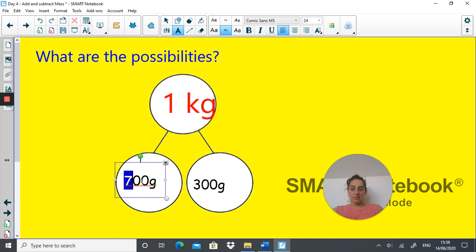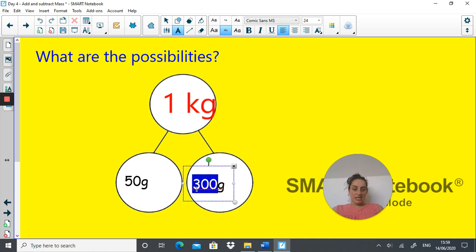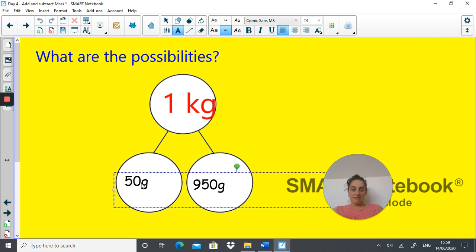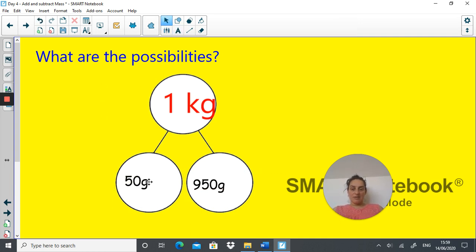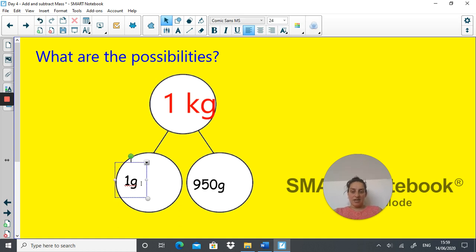Or even 50 grams and 950 grams, which add together to make 1,000 grams, a kilogram, would be correct. And even if we're going to get down to the nitty gritty, 1 gram and 999 grams would also add together to make 1,000 grams, which equals a kilogram. So think about all the different possibilities. You don't have to think of all of them, just think of a few examples of your own. And then let's move on.